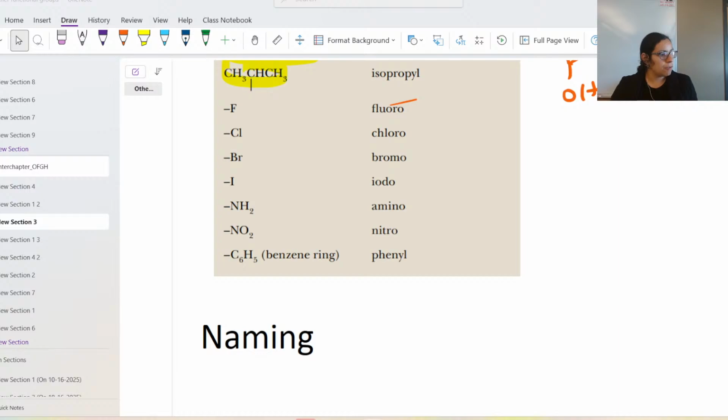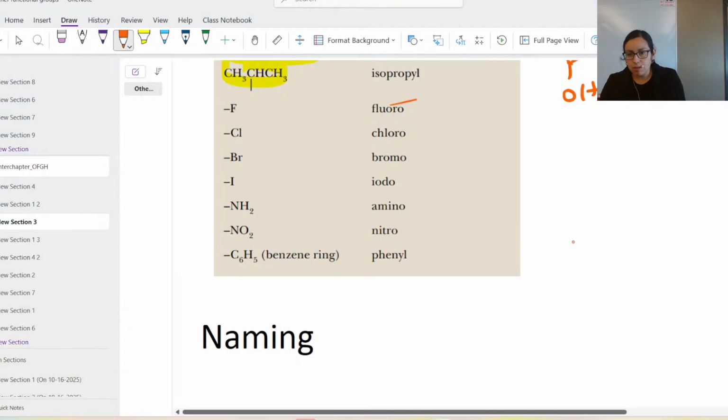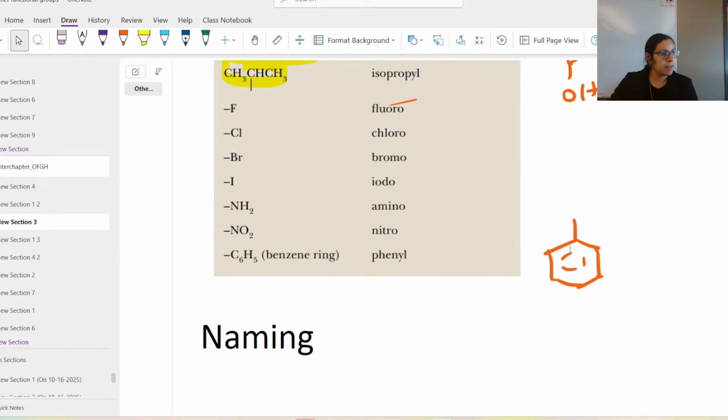Then we have our phenyl ring. That's any kind of benzene-based ring. We'll look at toluene, which is another common solvent. So benzene with a methyl group on it.